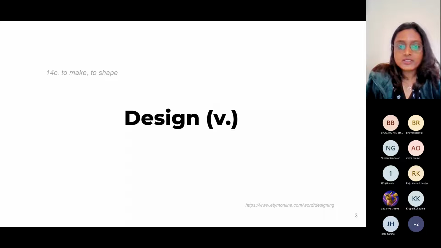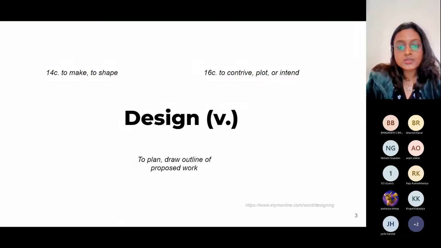So to begin with, what is design and how to define it? Every word in English has a history of where it came from. In the 14th century, design meant to shape or to just make. In the 16th century, it became a little bit more meaningful when they said intentionally to make something, or to plan something, or to make a drawing of something. And the current definition that we follow is to plan or draw an outline of proposed work.